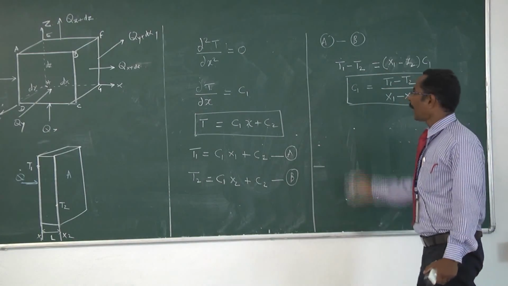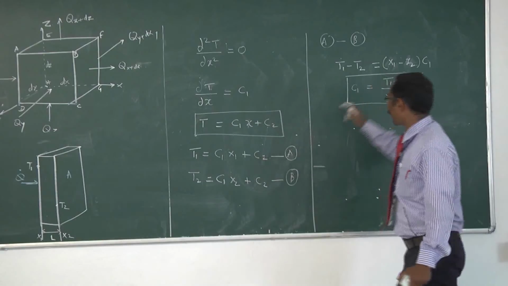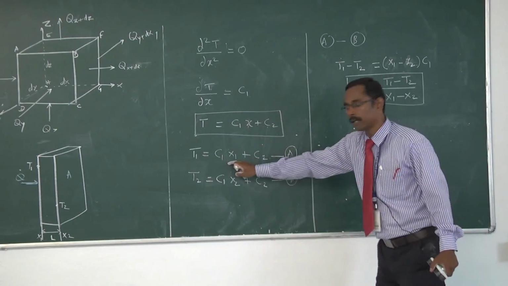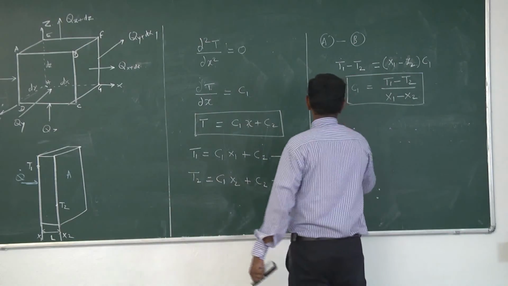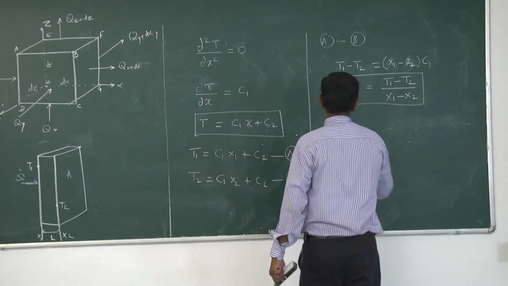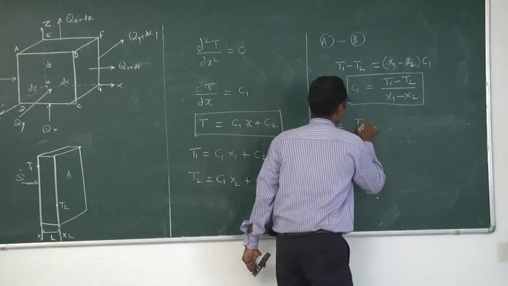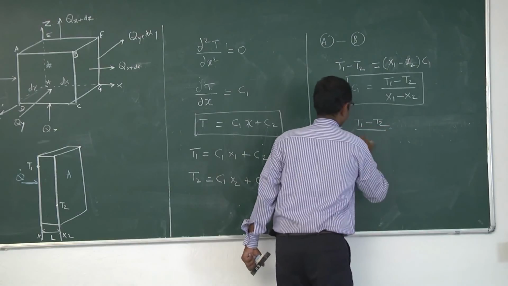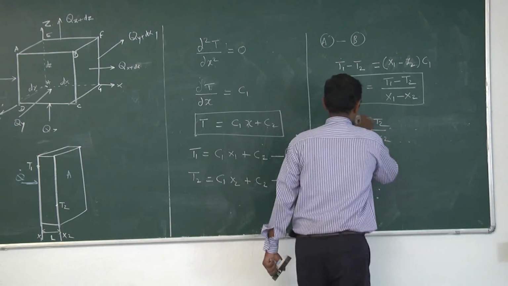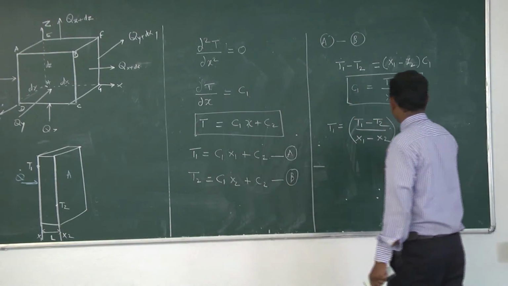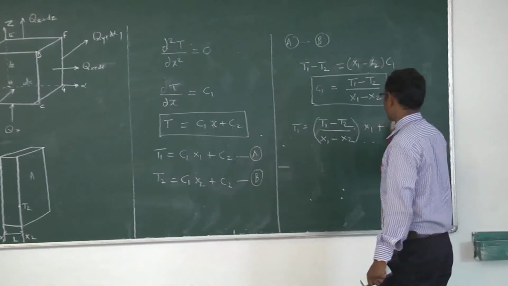Next, I have to use equation A. I have to substitute the value of C1 in equation A, and I will get C2. Now, T1 is equal to, what is C1? T1 minus T2 divided by x1 minus x2. This is C1 into x1 plus C2.